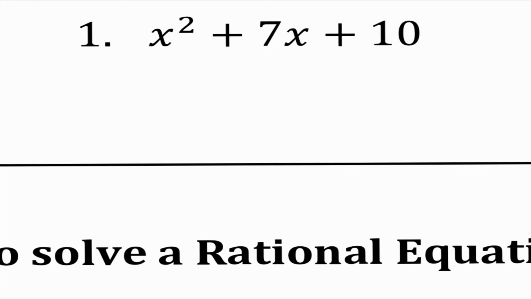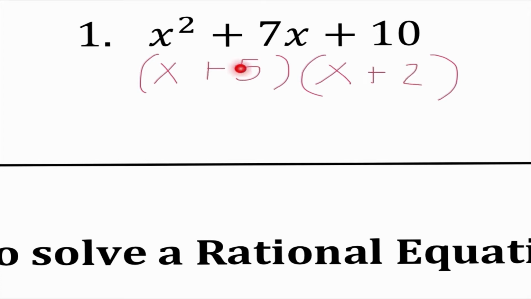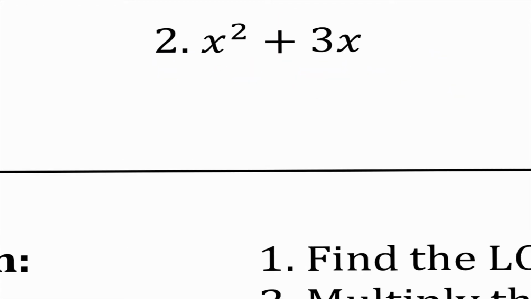So let's look at number 1 here. First thing I look for is, do we have a GCF? And we do not. I also notice that this does not fit a pattern, so I think that we're going to be using opposite of FOIL. I know x and x are the only things that would give me x squared, and I'm thinking plus 5 and plus 2, because if I multiply those, it gives me 10. If I add them, it gives me 7. So this would be our factored form of this polynomial.